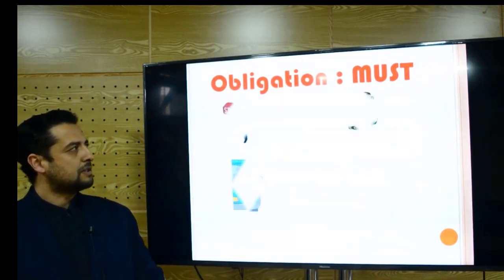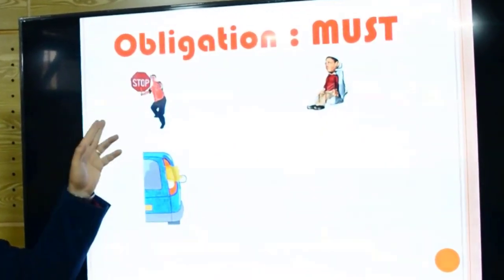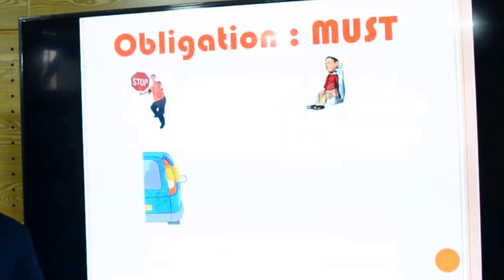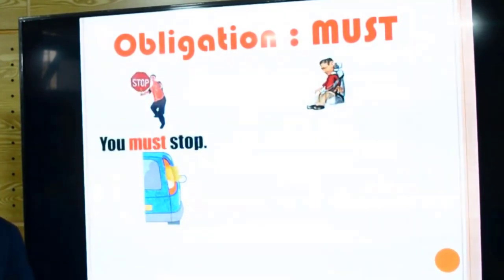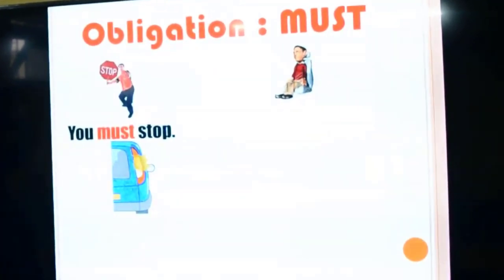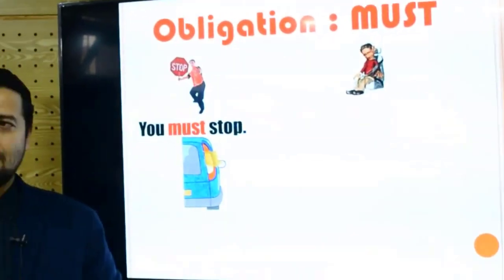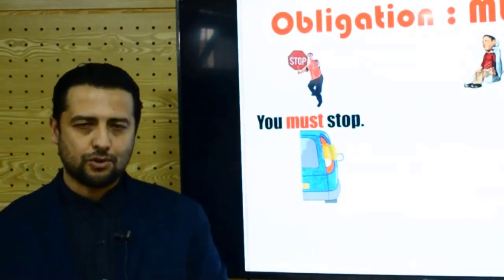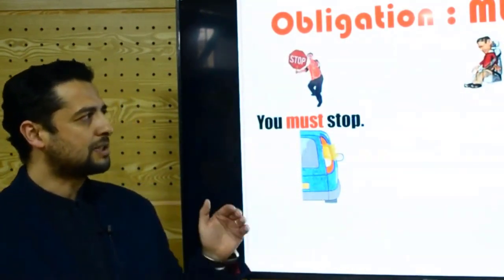Again, let's have a look at these photos. Number 1, look at this person here holding this sign here, which is stop. I think you are familiar with this kind of signs. Can you guess? You must stop, which means you are obliged to stop here. You have no choice to do something else.